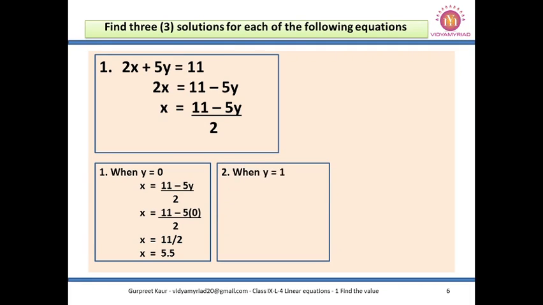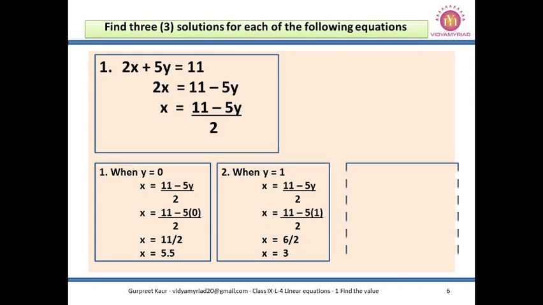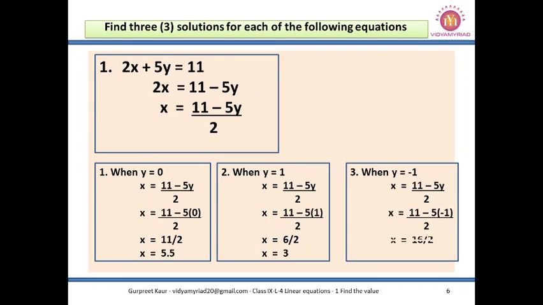When your y is equal to 1, for y I will put 1 in the equation, you will get the answer as 3. So x value is 3. In the third case, when I put y as minus 1 in the place of y, you will get x as 8. So I can rewrite my answer as: when your y is 0, your x is 5.5. When your y is 1, your x is 3. When your y is minus 1, x is 8.